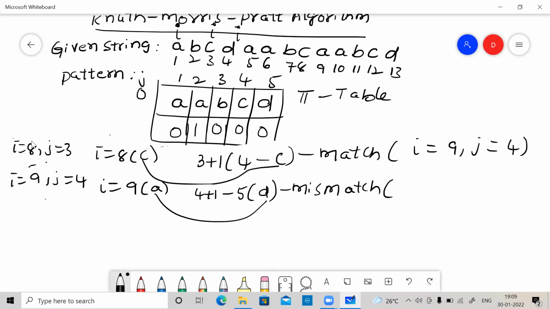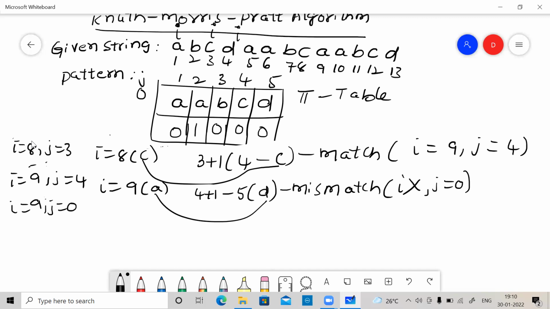If mismatch is there, don't increment I value. You can see where J is pointing. J value is 4 now. So you can see here where J is equal to 4, that particular column, and in the last row you can see what is the value you are having. This value is 0. This 0 you have to initialize with J. J is equal to 0. Now I is equal to 9 and J is equal to 0.